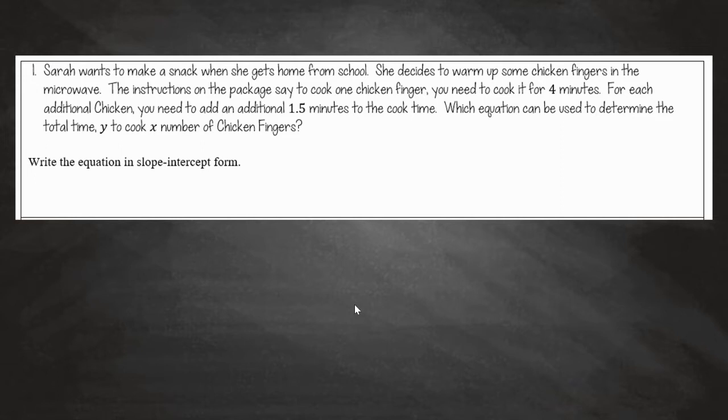She decides to warm up some chicken fingers in the microwave. The instructions on the package say to cook one chicken finger, you need to cook it for 4 minutes. For each additional chicken, you need to add an additional 1.5 minutes to the cook time. Which equation can be used to determine the total time y to cook the x number of chicken fingers?